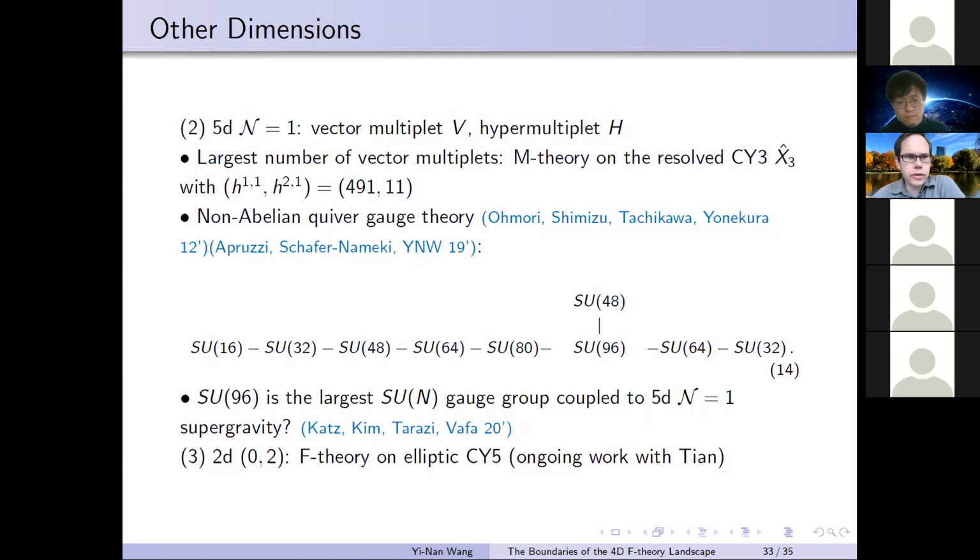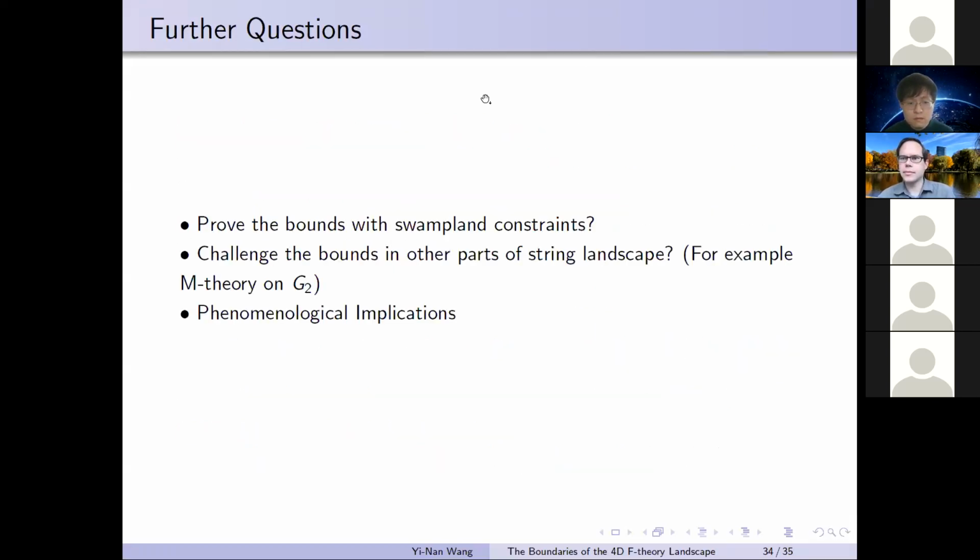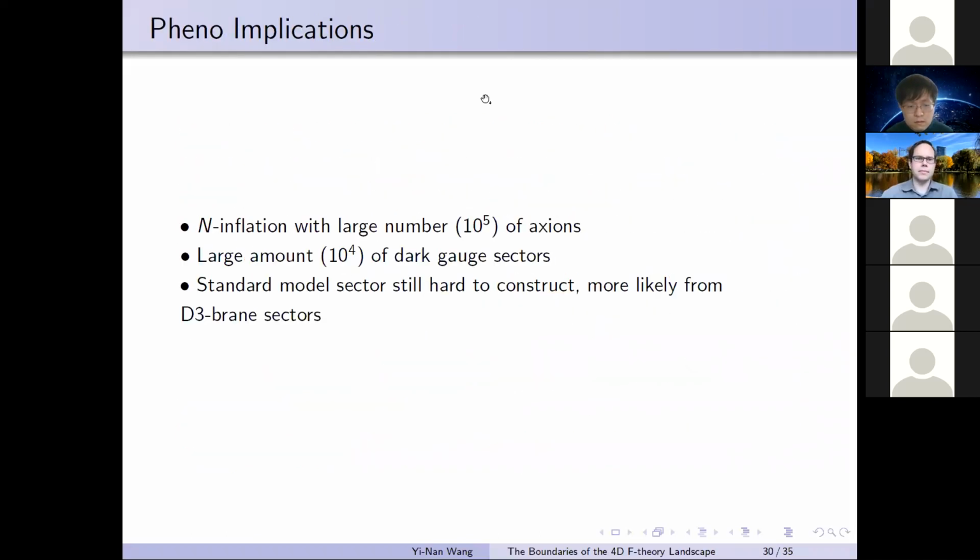Okay, that's all the questions I see. Oh, we have one more. Jonathan Heckman again. Yeah, sure. You had a comment that you think the visible sector is more likely to come from D3 branes. Can you elaborate on that, other than just saying that there are lots of them?